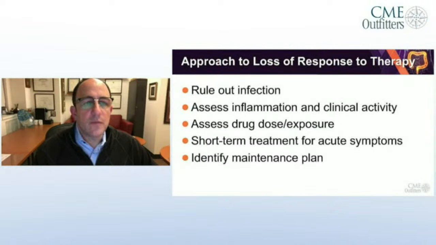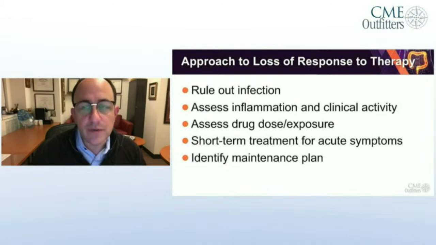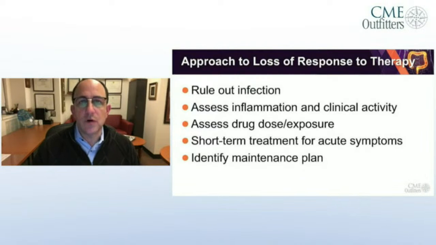So let's talk about how you approach loss of response to therapy. It's pretty straightforward in the way we should try to do this. Number one is to rule out infection. And let me throw in a COVID comment here. Many patients with COVID have digestive symptoms, but almost always when they have digestive symptoms, they have respiratory symptoms and fever. So as much as we might think that our IBD patient who's actively relapsing might have COVID and it's appropriate to rule out the coronavirus infection, it's not something that you should think too much about if they don't have other symptoms to support COVID.